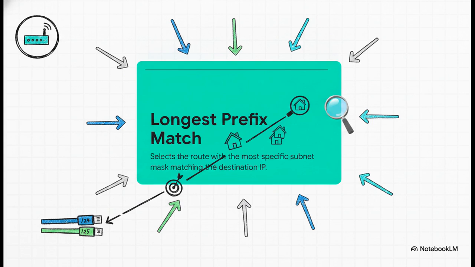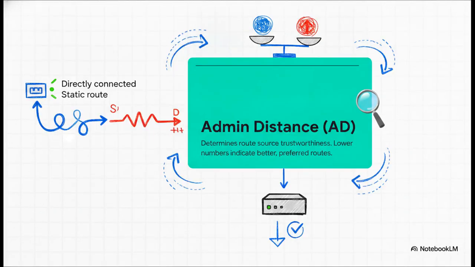It's kind of like choosing directions to a specific house address instead of just general directions to the city itself. But wait, what if two entirely different sources offer the exact same specific route? That is where administrative distance, or AD, comes in as the ultimate tiebreaker. AD is basically a value that determines the trustworthiness of the route source. And you definitely want to remember this. The lower the number, the better.